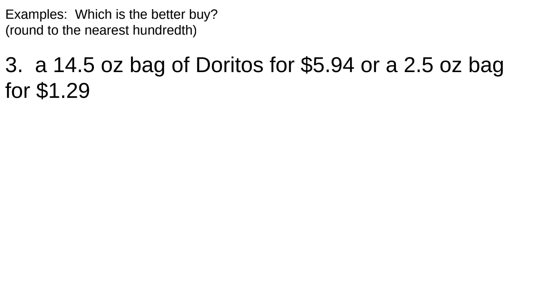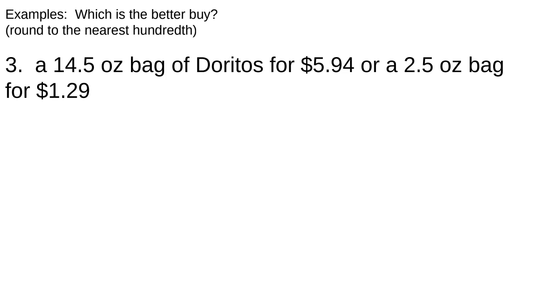For example 3, we are asked to decide which is the better buy. If we could buy a bag of Doritos that contains 14.5 ounces for $5.94, is that a better buy than buying the small bag at 2.5 ounces for $1.29? What they've done here is actually tricked us into doing two problems in one. In order to answer this question, we need to decide what the unit rate is for each scenario.